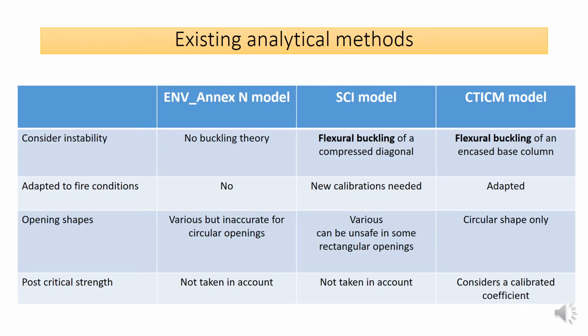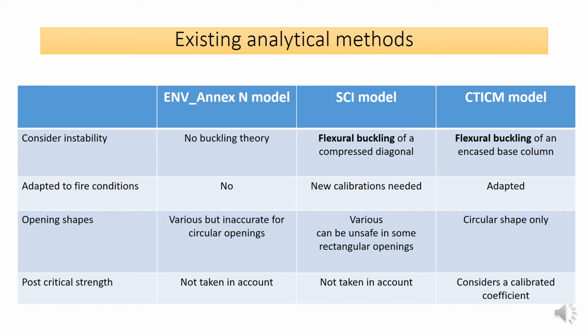Several methods have been developed to deal with web post buckling, and I chose to speak about the three main models that are used. I do not have the time to present all three, but here are the main conclusions that I wanted to share. The previous EN 1993-1-1 Annex N proposes a model based on the elastic strength of the web post, using calibrated coefficients. The buckling theory behind those coefficients is not clear, and it usually leads to very conservative results.